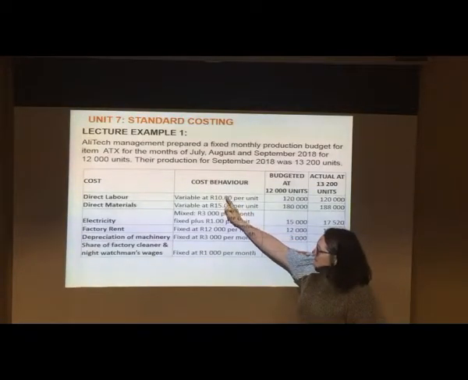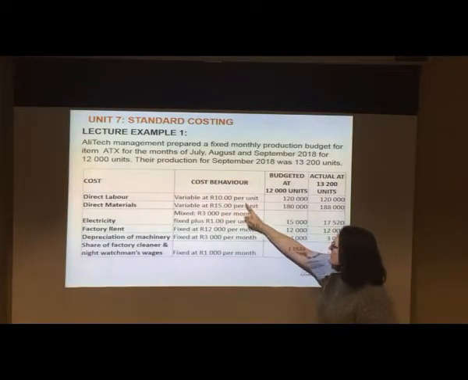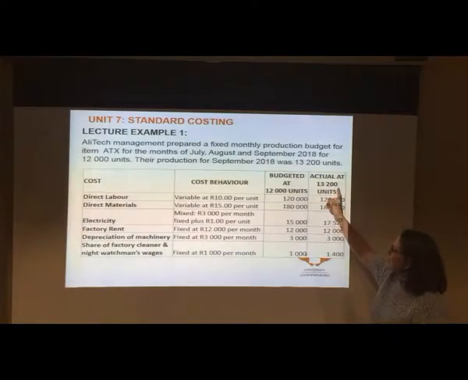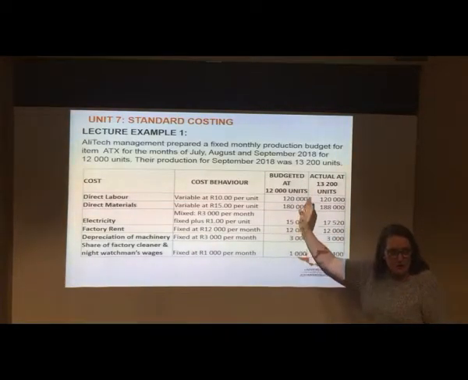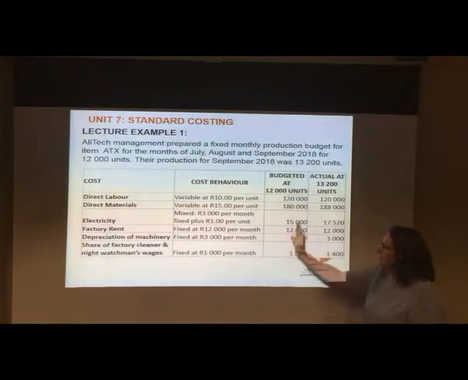And we can just simply take that 10 Rand times 13,200. So we're going to get 132,000 for our direct labor cost at 13,200. Okay? That's going to be our flexed budgeted cost. So step one is to flex the budget.